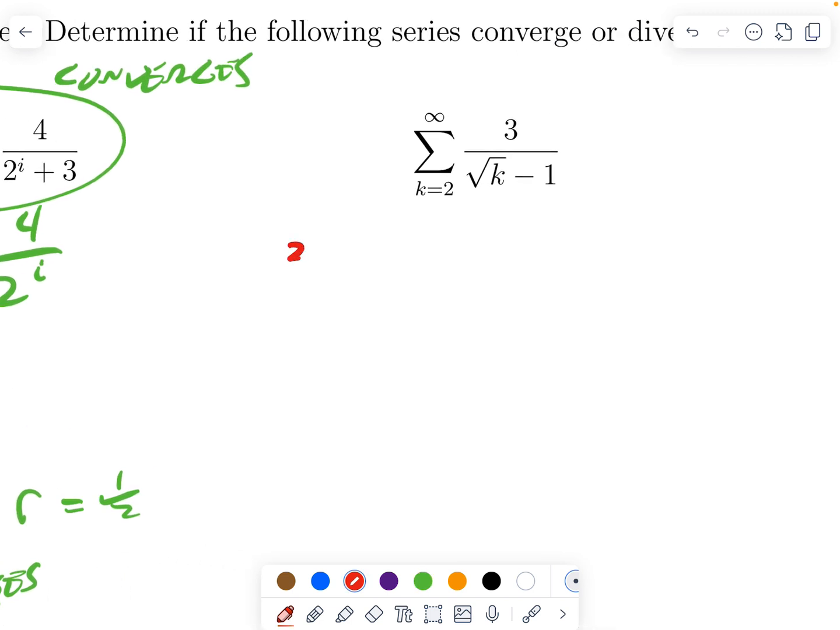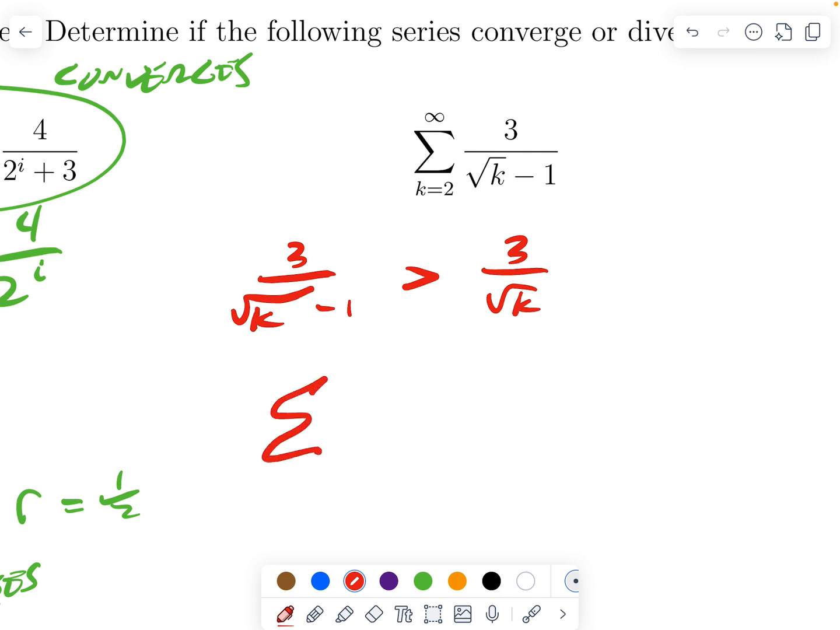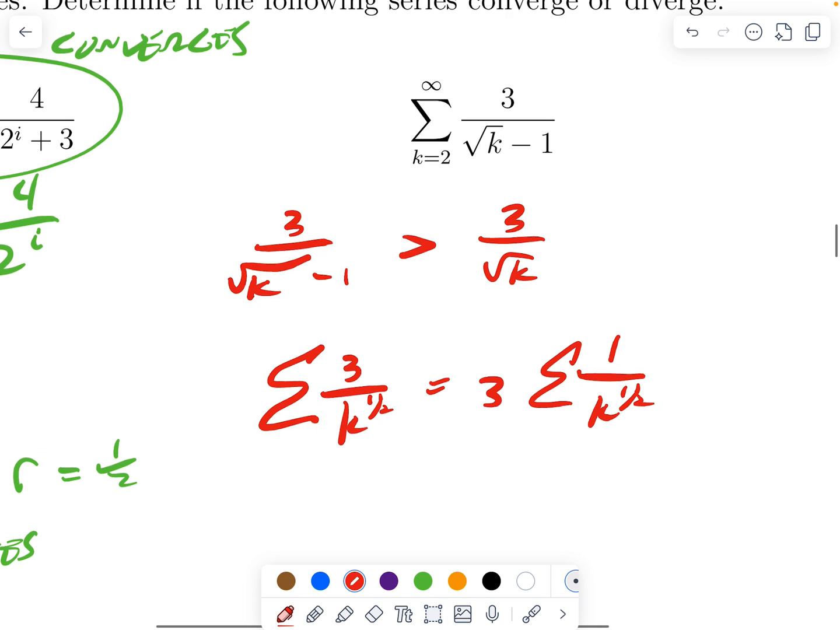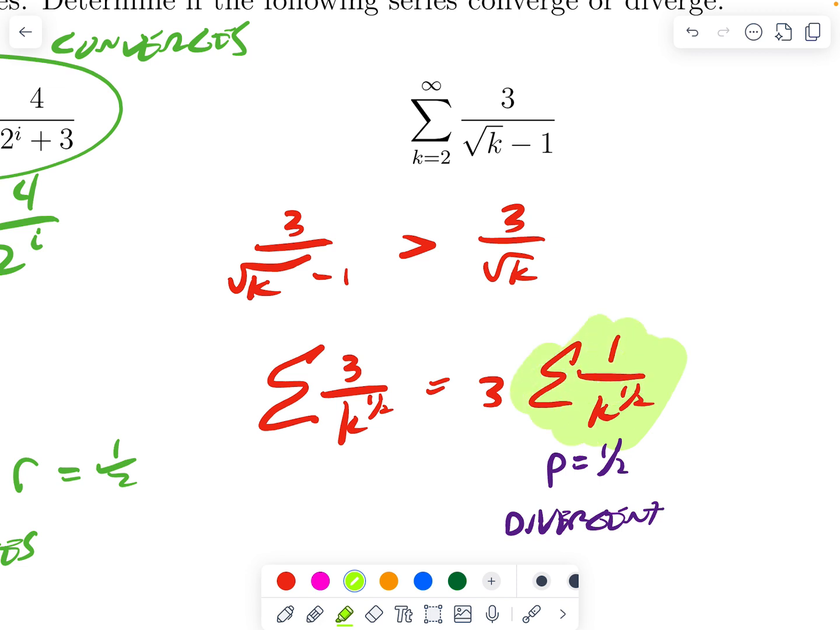This next example, 3 over root k minus 1, is bigger than 3 over root k. And if we have the series 3 over root k, that's 3 times this p-series. But if we're just multiplying by a constant, we can pull that outside. So this is p equals 1/2. This is divergent. So this whole thing is infinite. I'm leaving out the infinities, it's kind of implied. When we're adding together a p-series like this, it's infinite. This thing's even bigger, so this also diverges.